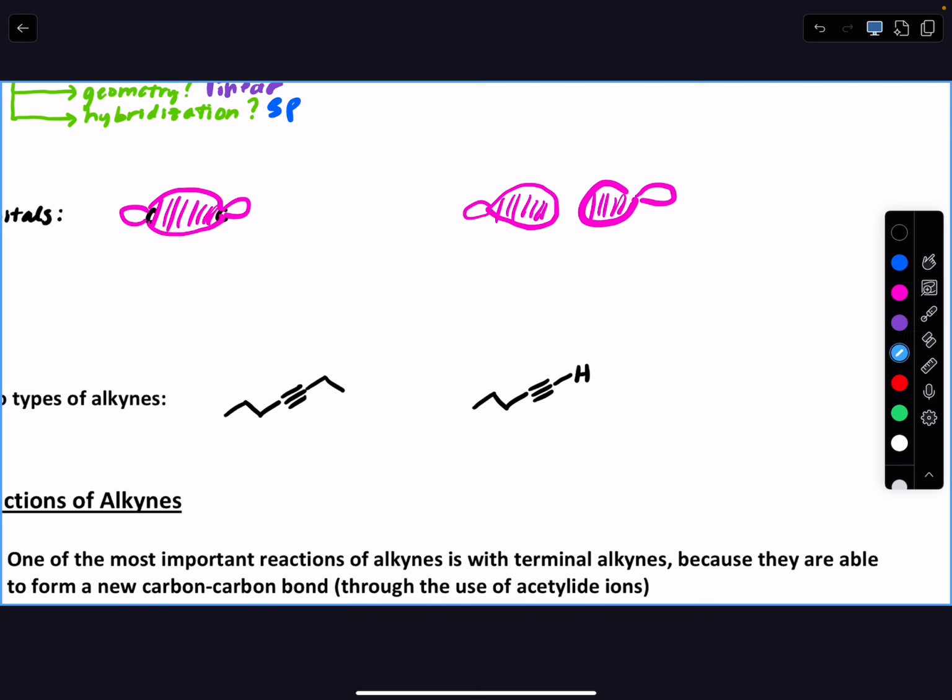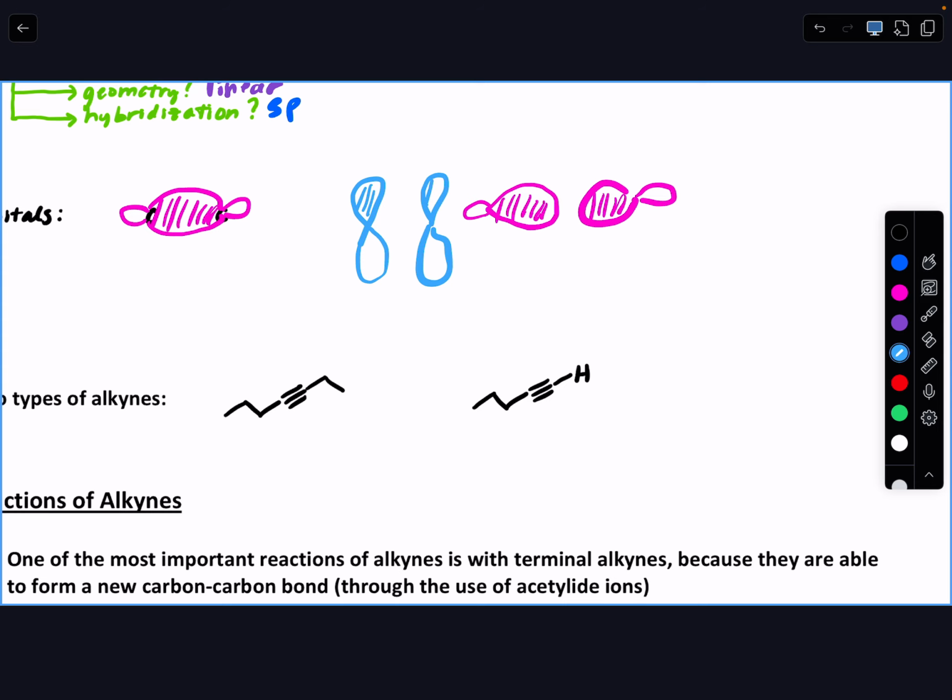Now the pi bonds, they do side-by-side overlap. So pi bonds are always made of pure p orbitals. So you're always gonna wanna overlap two p orbitals side by side like this. And that's gonna be what forms the pi bond.